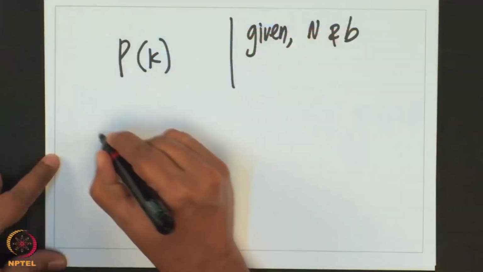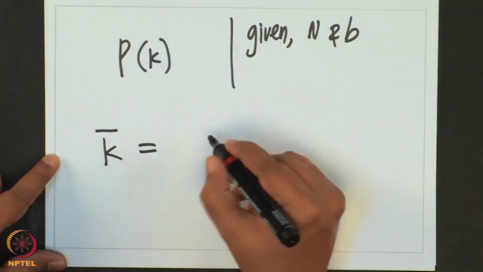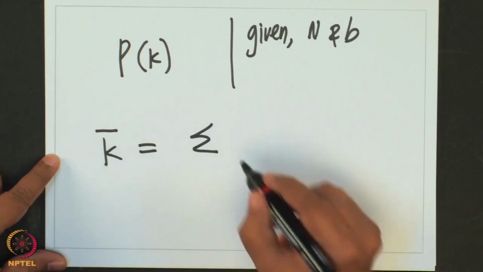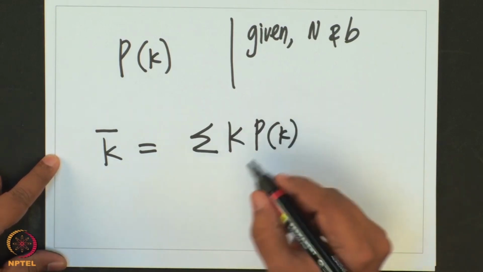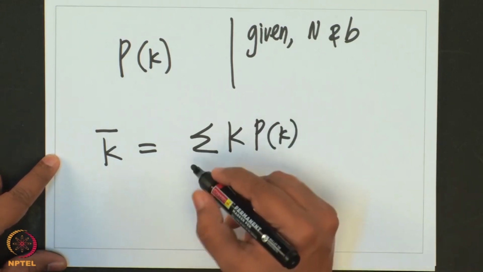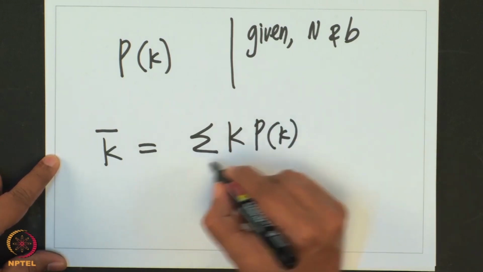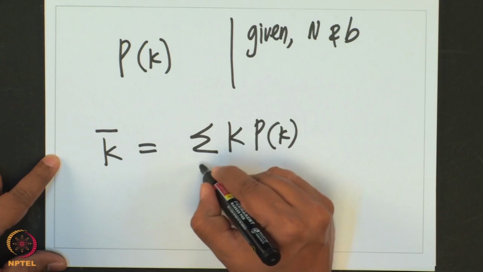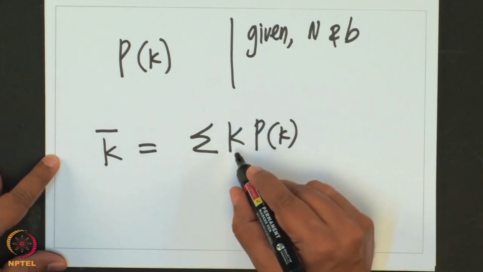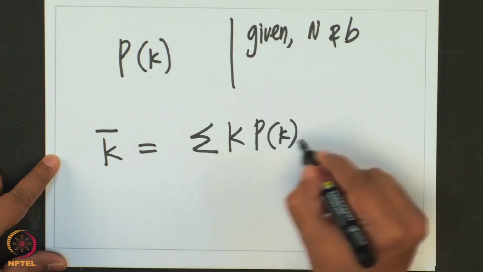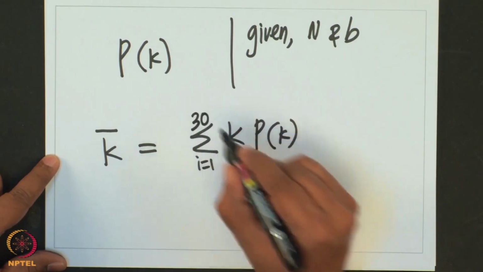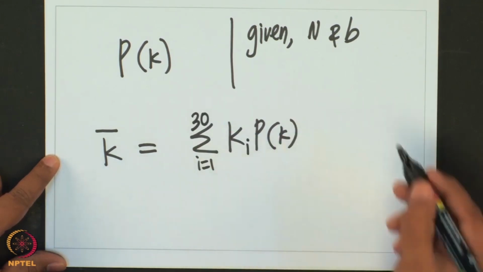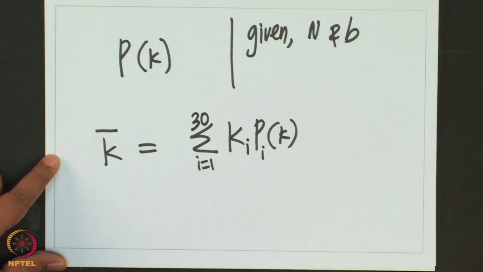So this can be written as k bar, and this is nothing but the sum over k of k P of k. If I go to 30 hospitals, or 30 times I repeat, this would go from 1 to 30. If I want to write k i, I could write here i is equal to 1 to 30, this is k i P k i. So I could write this way.